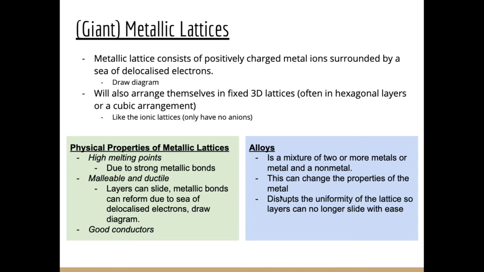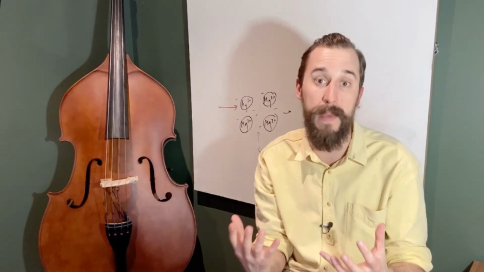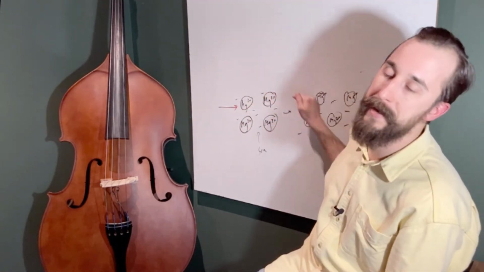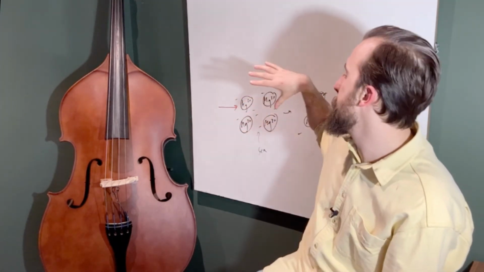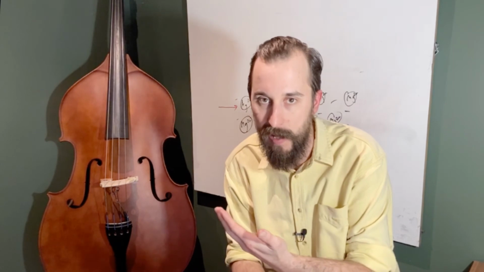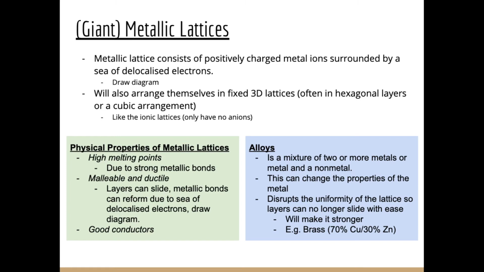It disrupts the uniformity of the lattice so the layers can no longer slide with ease, and that's due to the different sizes of the particles, the metals that would be present. So unlike here, because it's a very uniform arrangement and they can slide over one another, if we had a different metal in there that was a lot larger, it would disrupt the ability for the layers to slide, and consequently it would become a harder, less malleable substance. It will make it stronger. For example, brass is a mixture of copper and zinc, and brass is something that was used to make lots of things like armor and weaponry back in the day.